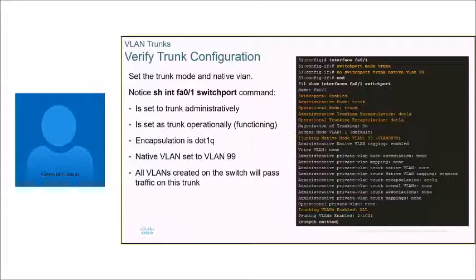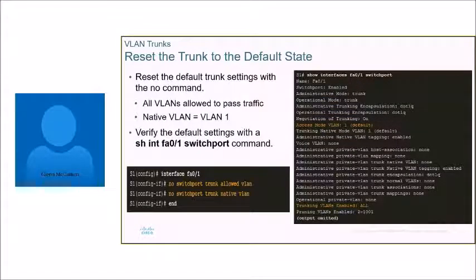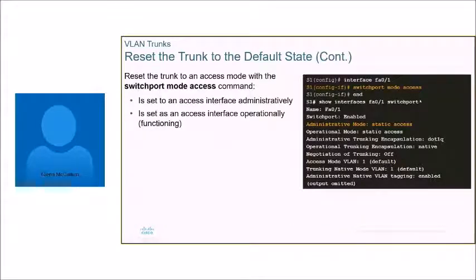All VLANs created on the switch will pass traffic on this trunk because we haven't specified which ones. To reset the trunk port, use no switchport trunk allowed vlan and no switchport trunk native vlan, so we'll get rid of that. That's the way you can reset the trunk link to a default state. Reset the trunk to an access mode with switchport mode access. Of course, that will only support one VLAN, and apparently VLAN 1 is the one it's going to set.